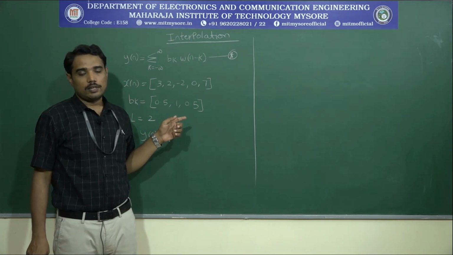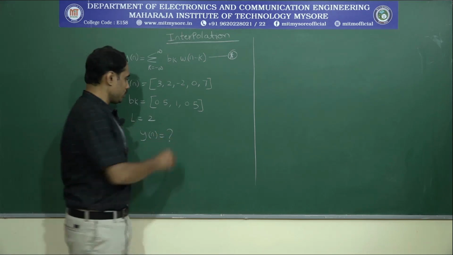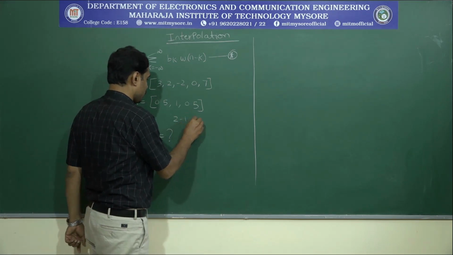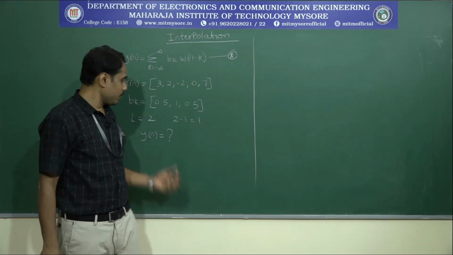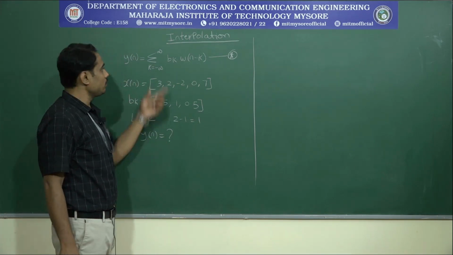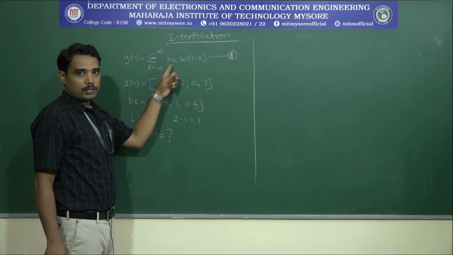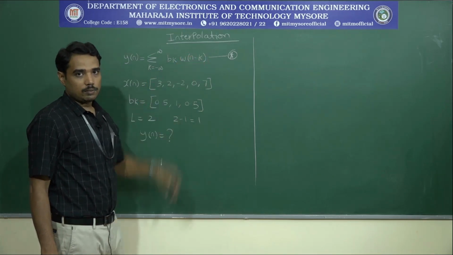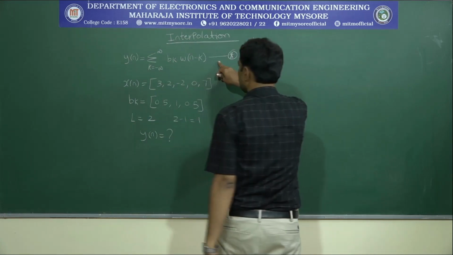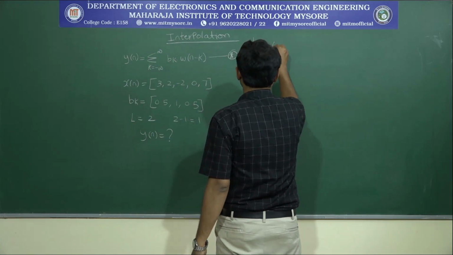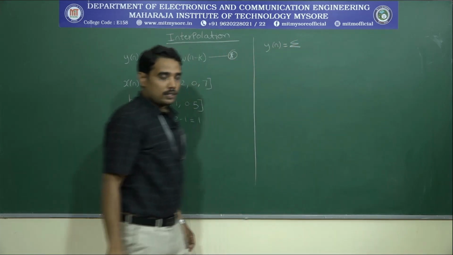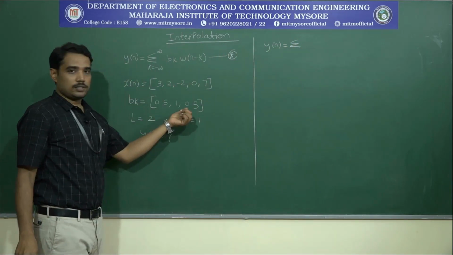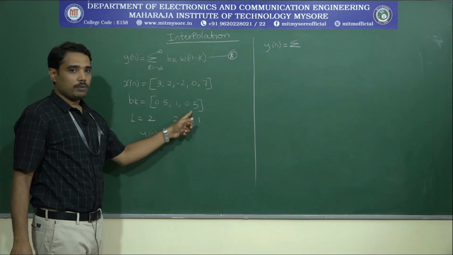We know that we have to insert L minus 1 zeros, that is 2 minus 1, equal to 1 zero between each sample. To find out the y of n, we have the formula. Now let us proceed to solve the problem. Using this equation, I can write y of n is equal to summation. I know that we have 3 filter coefficients, 0.5, 1, 0.5.